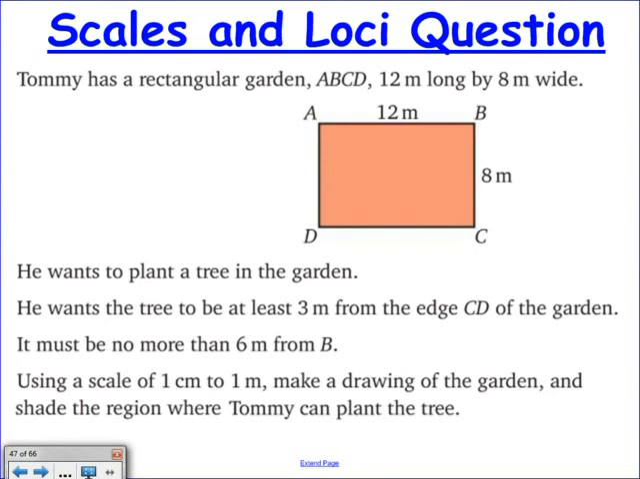Tommy's got a rectangular garden, A, B, C, D. And the garden is 12 metres long and 8 metres wide. He wants to plant a tree, funny old thing. The tree has to be 3 metres from the edge CD and no more than 6 metres from the corner B. Use a scale of 1 centimetre to 1 metre to draw where he can plant his tree.